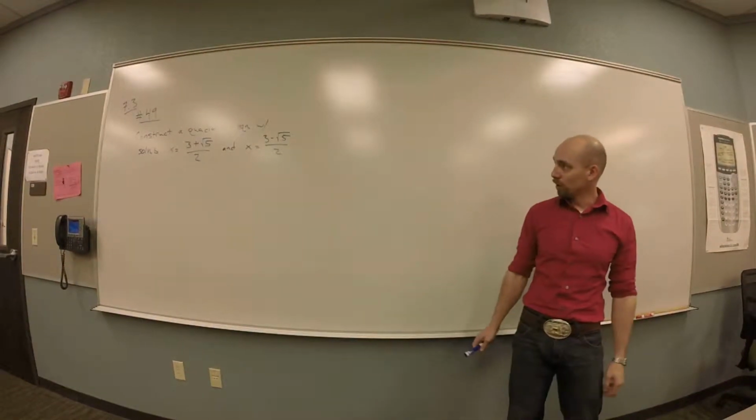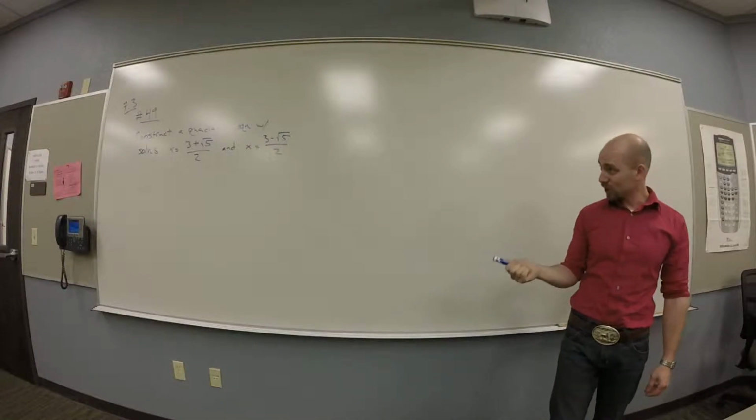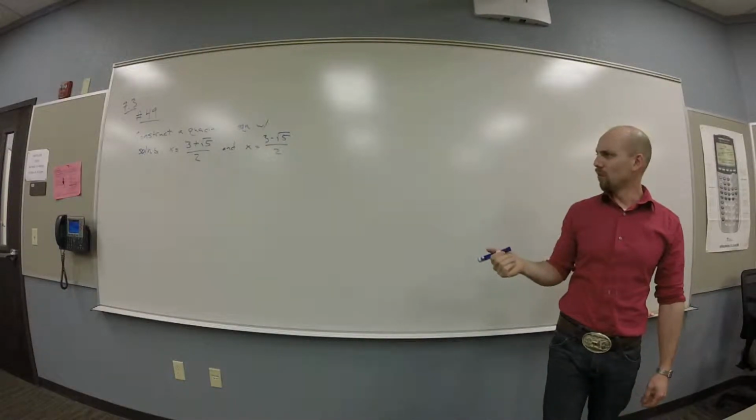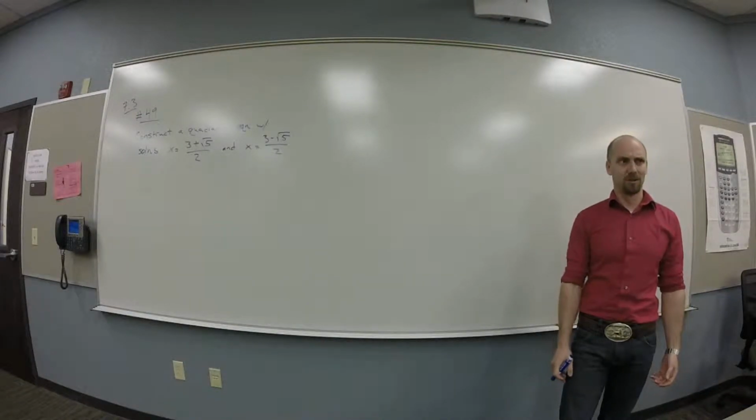So we want to do 7.3 number 49. It says we need to construct a quadratic equation with solutions x is (3 plus root 5) over 2 and x is (3 minus root 5) over 2.